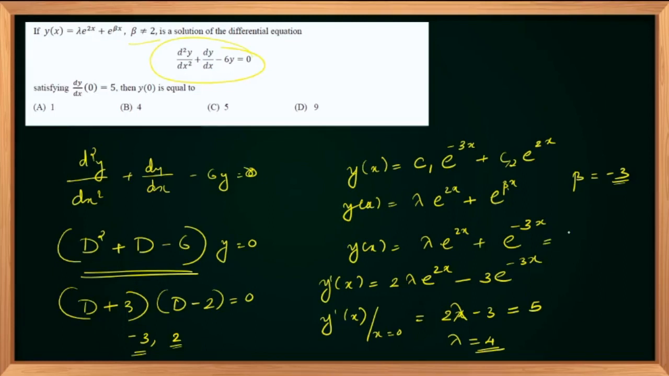So now this is the equation. y(x) is actually 4 e^(2x) + e^(-3x). Okay. Now when you put x equal to 0, what is asked? y(0). When you put x equal to 0, you will get the answer as 4 + 1 equal to 5. So the correct answer to this question is 5. Option C.